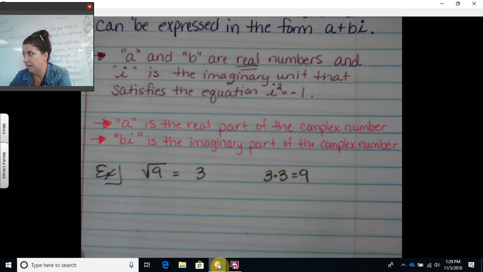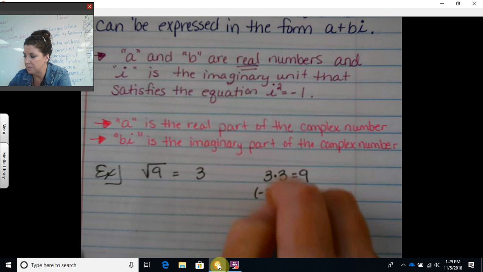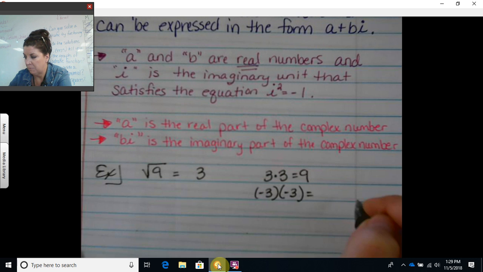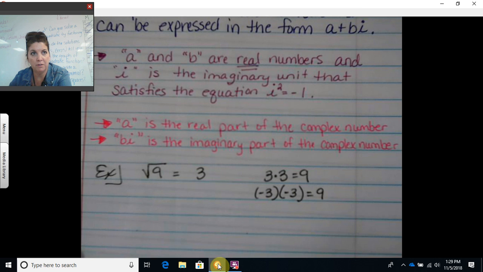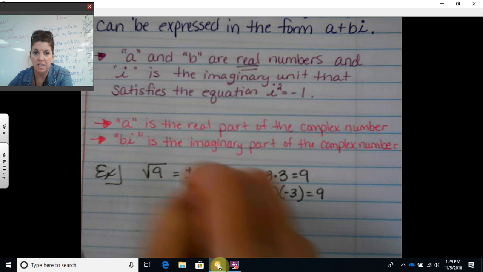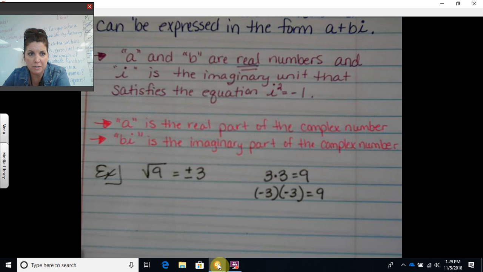I heard a lot of no's. Well, tell me, what is -3 times -3? +9. So can't the square root of 9 also be -3? Yeah. So it's either +3 or -3. And usually when I ask for the square root, you only give me the positive square root. That's called the principal root. We don't always say +3 and -3, but it does have a negative square root as well, okay?